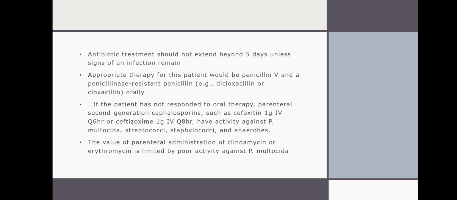Because P. multocida often is resistant to penicillinase resistant penicillin and first generation cephalosporins, use of these agents in cat bites should be avoided. So we should not give penicillinase resistant penicillin and first generation cephalosporin in cat bites, but we can give them in dog bites. Therapies discussed above for dog bites would be appropriate for treating cat bites as well. So this is all about my presentation. Thank you.